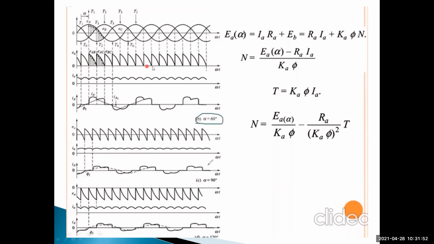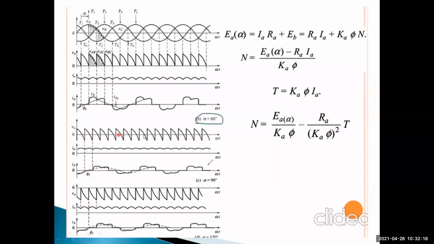Up to here, this converter is operating in motoring mode. Current is positive and voltage is also positive. That's why for alpha less than or equal to 60 degrees, this converter is operating in motoring mode, and above 60 degrees, the converter output voltage is negative.